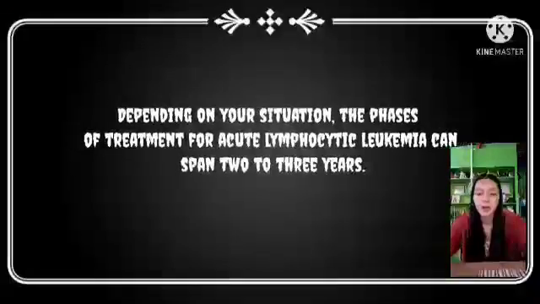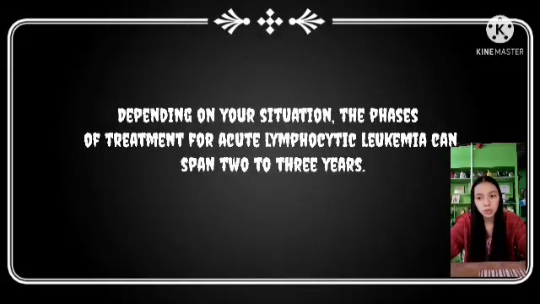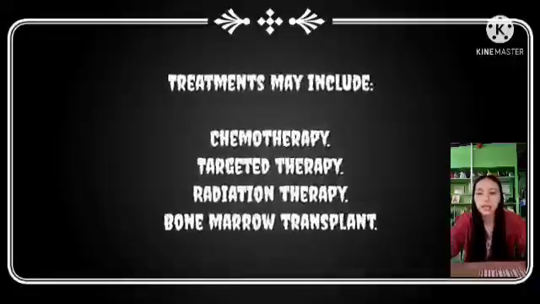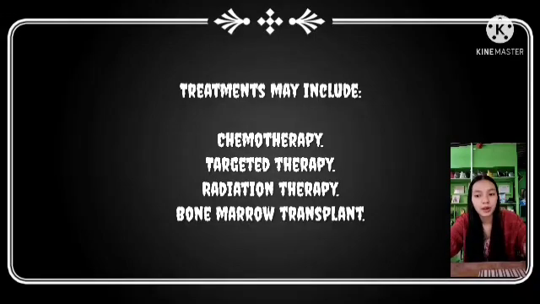So, depending on the situation, the phases of treatment for acute lymphocytic leukemia can span 2 to 3 years. So, pwede siya na i-span yung pagtitreat ng acute lymphocytic leukemia. So, meron din tayong treatment. Include dito yung chemotherapy, targeted therapy, radiation therapy, and bone marrow transplants. So, ano ba to yung chemotherapy?